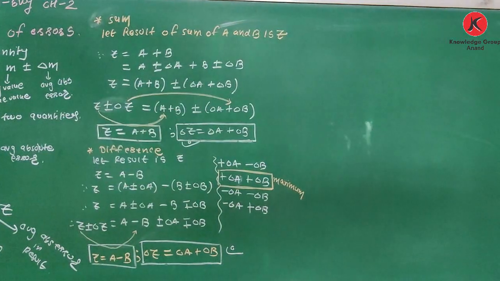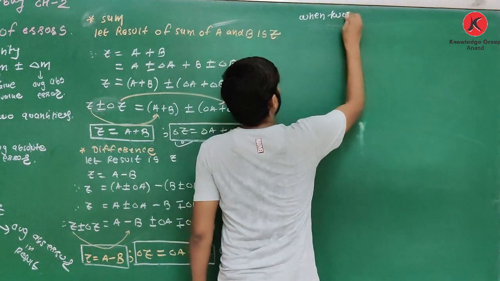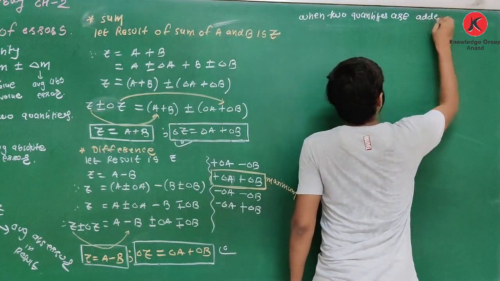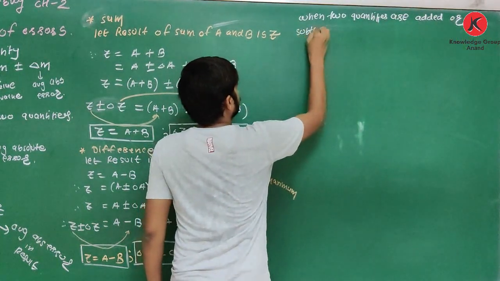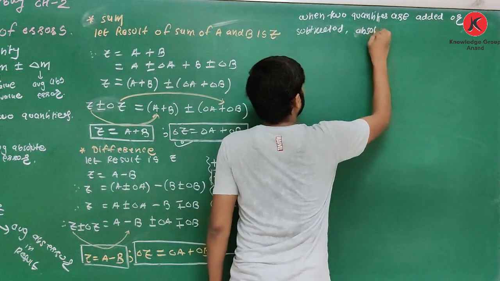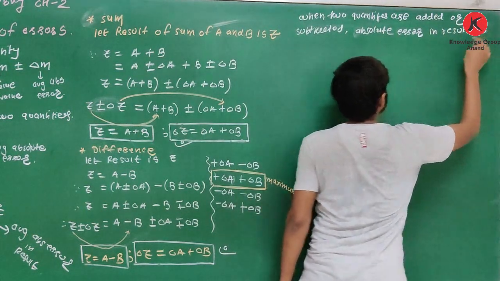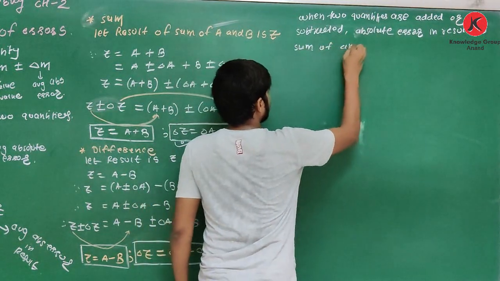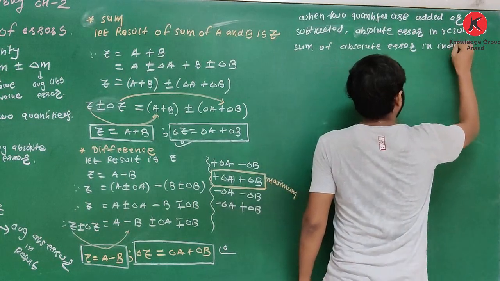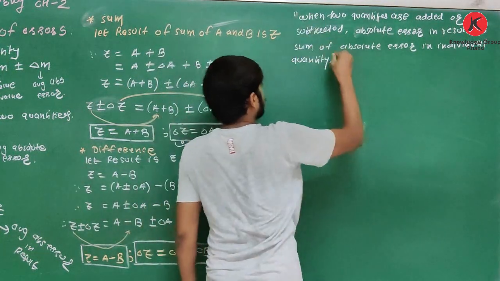See, when 2 quantities are added or subtracted, absolute error in the result is the sum of absolute errors in the individual quantities. So this statement you have to remember.